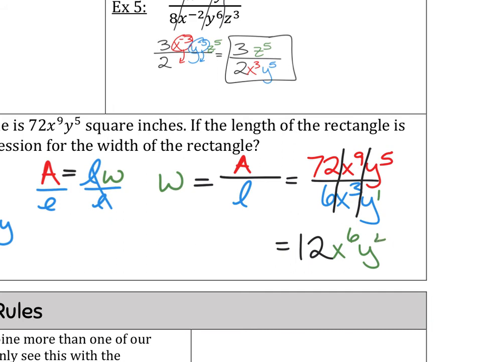Is there anything I need to clean up for this problem? No, because there's no negative exponents. And just because I'm picky, that's going to be the final answer, but because it's a real world problem, we're going to give it units, and this is 12x to the 6, y to the 4th square inches, or inches squared.